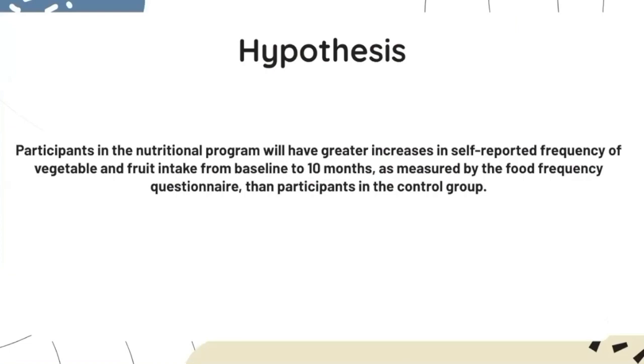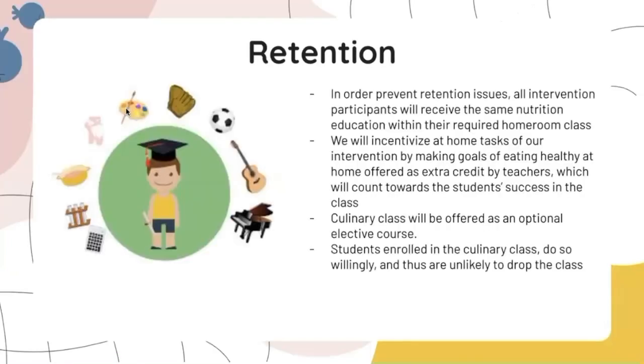The hypothesis of our study is that participants in the nutritional program will have greater increases in self-reported frequency of vegetable and fruit intake from baseline to 10 months, as measured by the food frequency questionnaire, than participants in the control group. As researchers, we understand that high school students have busy lives with many extracurriculars.